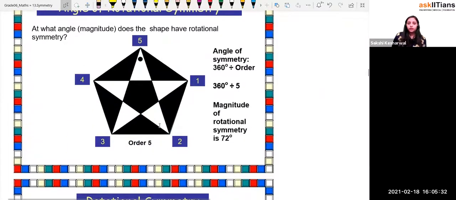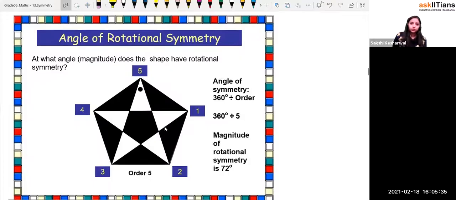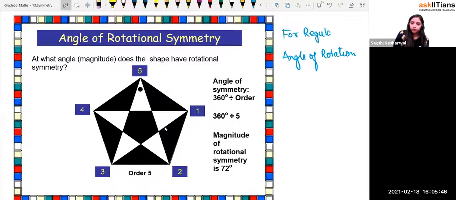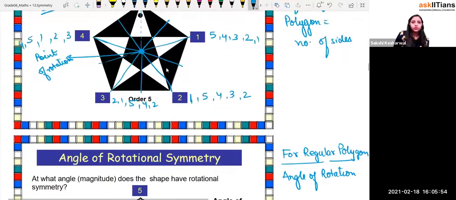Now let's come to the next thing. What do we mean by angle of rotation? This is for a regular polygon, right? Over here, we have divided the central angle into how many parts? This is 1, this one is 2, this one is 3, this one is 4, and this one is 5. I'm writing this as A, this as B, this as C, this as D, and this as E.